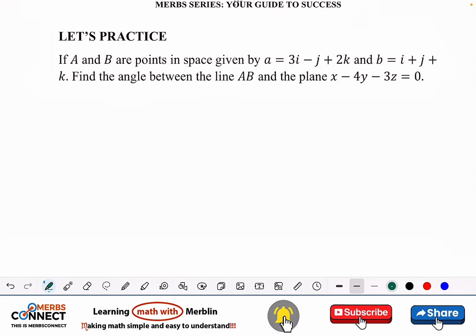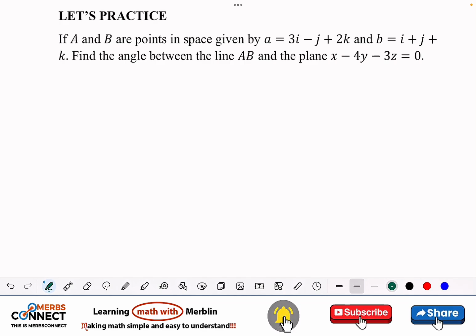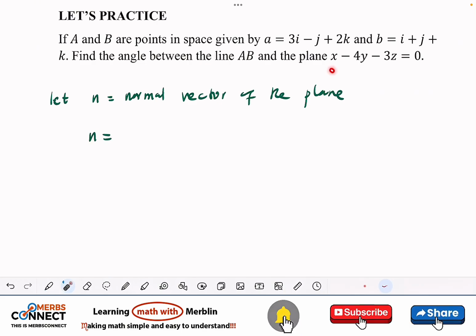So the only thing that we need to do here is find the normal vector. I'll first let n be equal to the normal vector of the plane. So what will be my n? It will be i minus 4j minus 3k. I'm just replacing the x and y by their directions: x is i, y is j, and z is k. So I have my normal vector here.